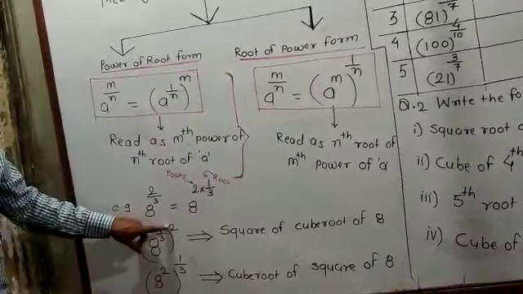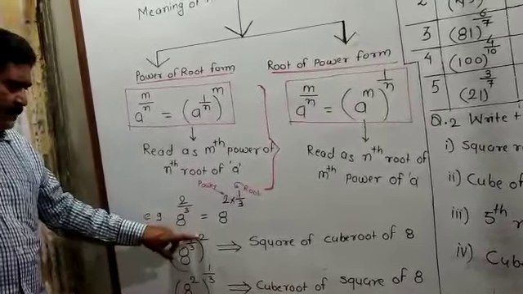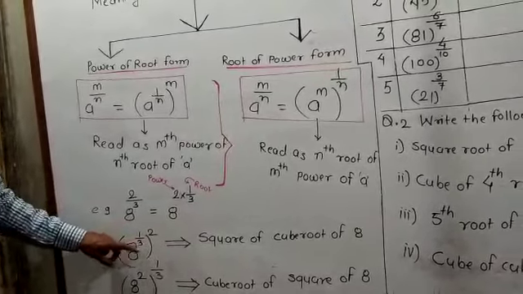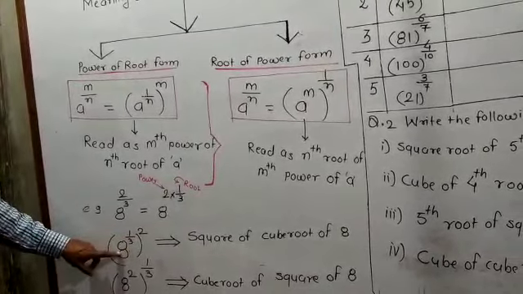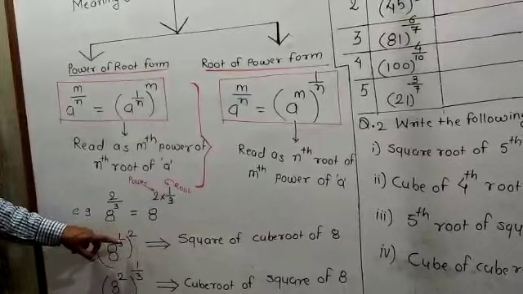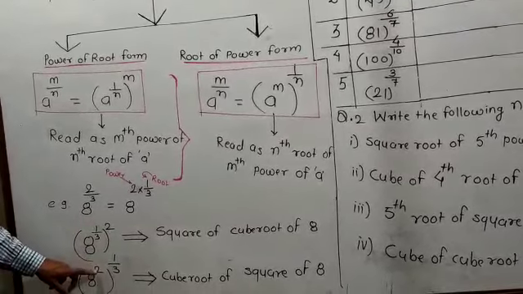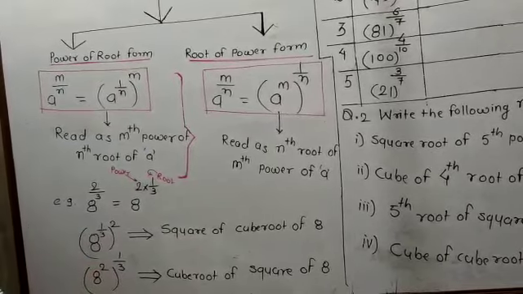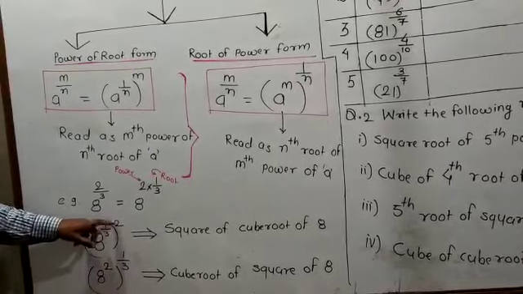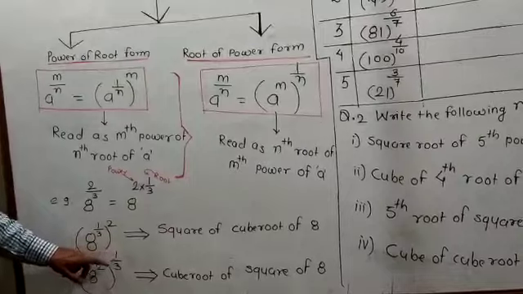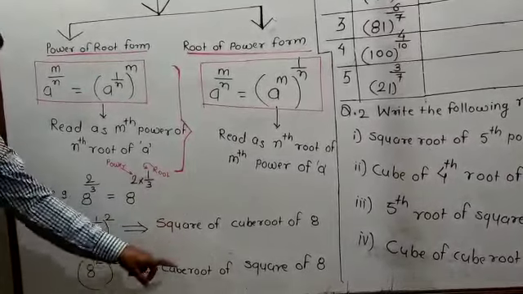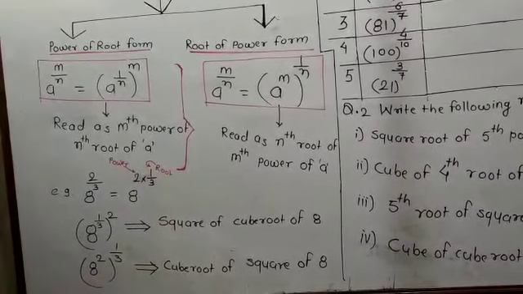Square of cube root of 8. What do you have to read? Square of cube root of 8. And how do you have to read this? Cube root of square of 8. Square of cube root of 8 and cube root of square of 8. In the same manner you have to read these things.